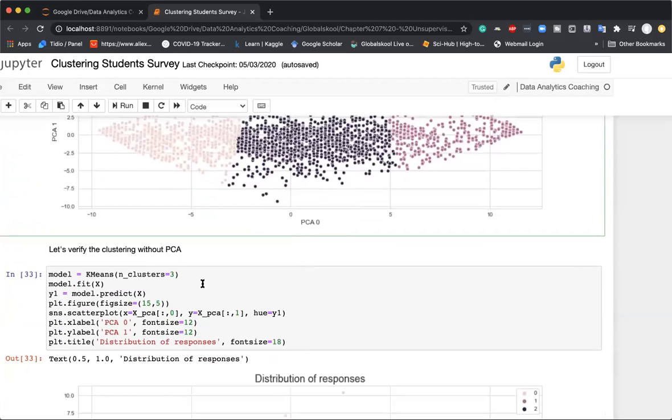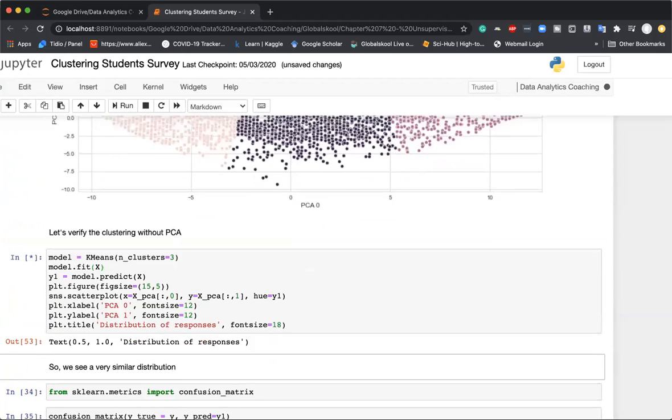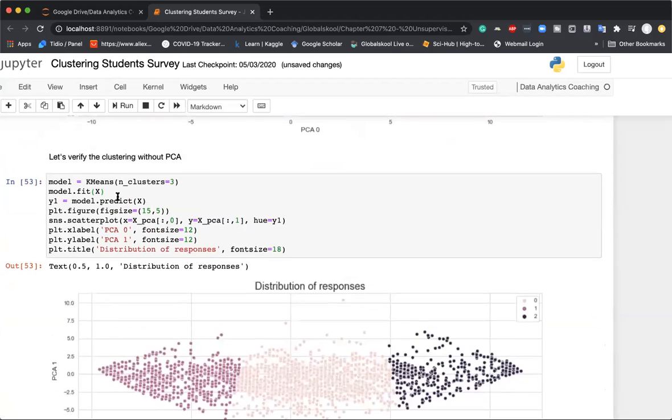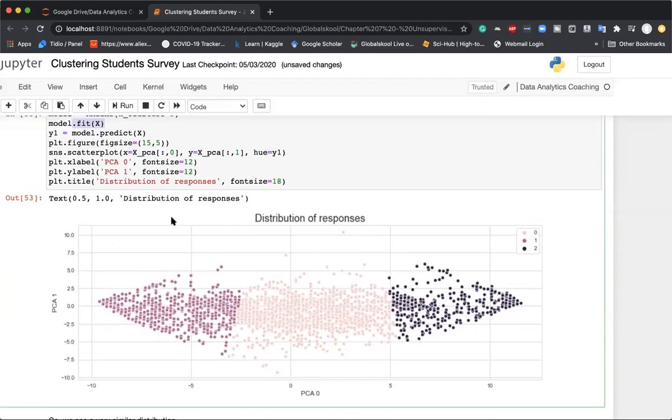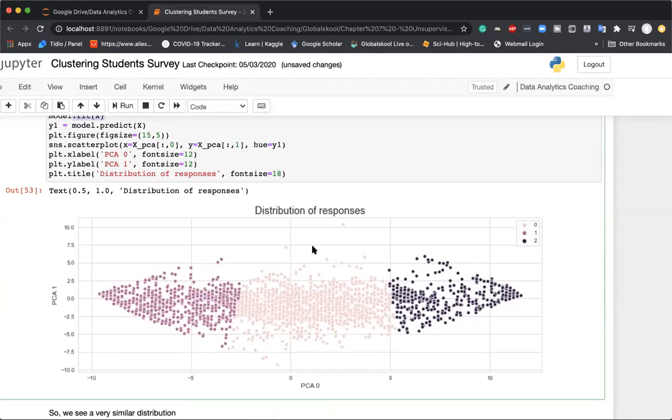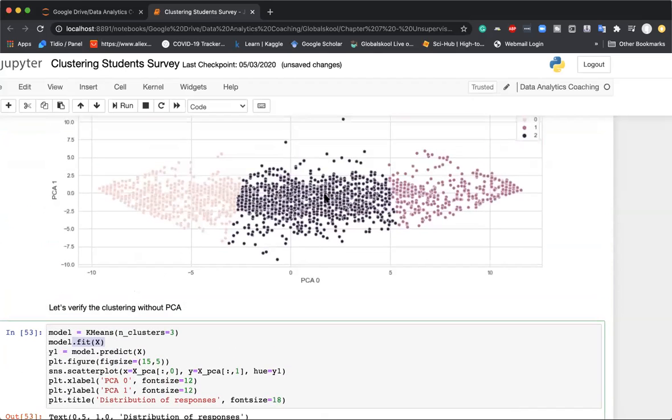In the second case, I am clustering over the entire data set, that is all the 28 questions. Even though I'm clustering over all the 28 questions, and the answer y1 is the cluster value based on the 28 questions, I cannot visualize it. So I'm plotting this with XPCA, but the clustering has been done using all the 28 features, not the reduced version. If I do it that way, this is what my data distribution looks like. And with XPCA, this is what the distribution looks like.